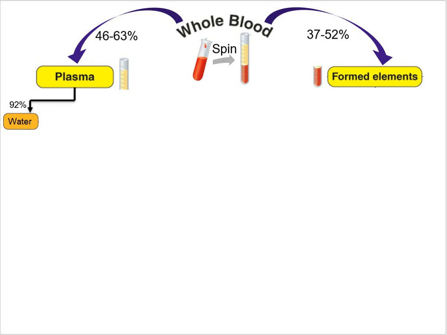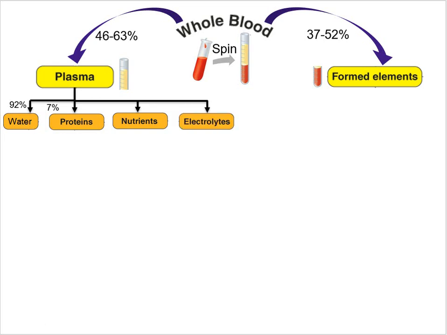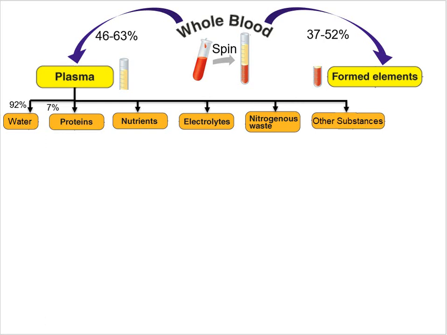Mainly plasma consists of water. Actually, 92% of plasma is just water. In addition to water, about 7% of plasma is plasma proteins, and the other approximately 1% are nutrients such as glucose, lipids, vitamins, amino acids, fatty acids, glycerol, and so forth. And there's electrolytes, nitrogenous waste, and other substances.